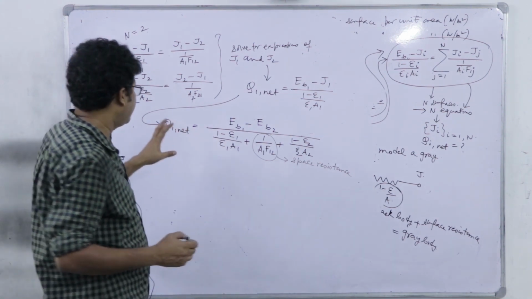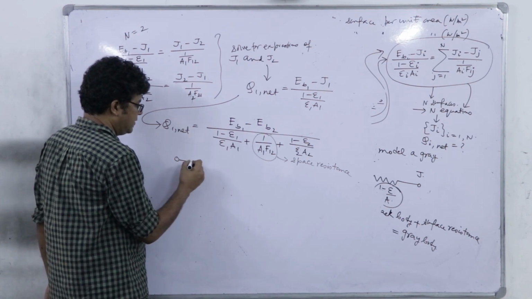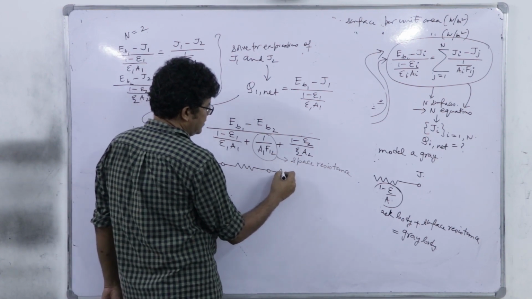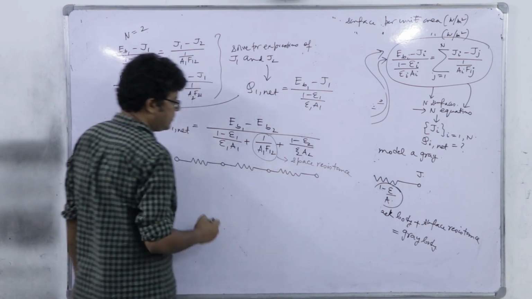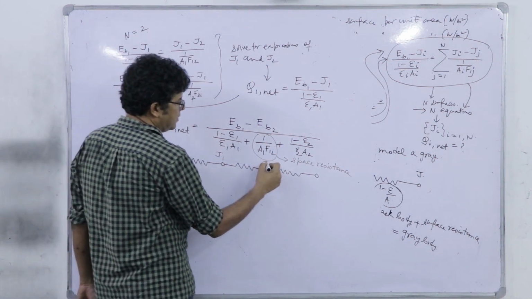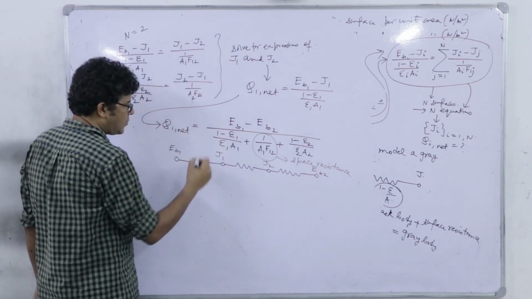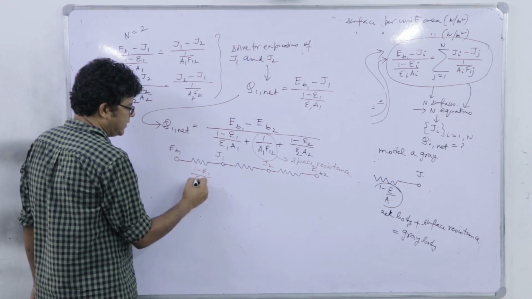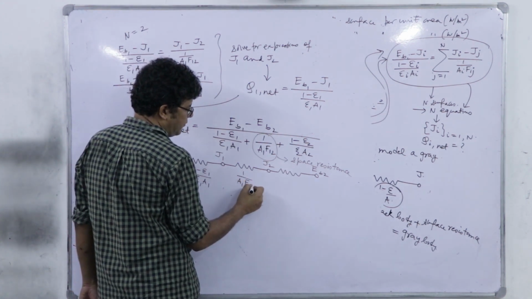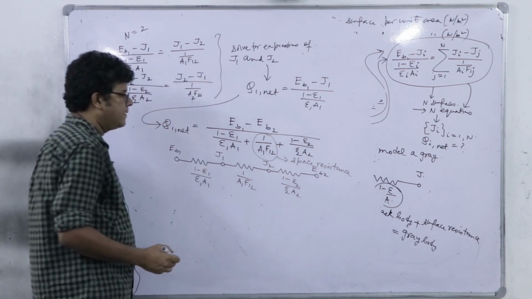So, you see that the respective electrical network will be something like this. Here it is Eb1, then J1, then J2 and finally Eb2. We have (1 minus epsilon 1) by epsilon 1 A1, we have 1 divided by A1 into F12, and (1 minus epsilon 2) by epsilon 2 A2, right.